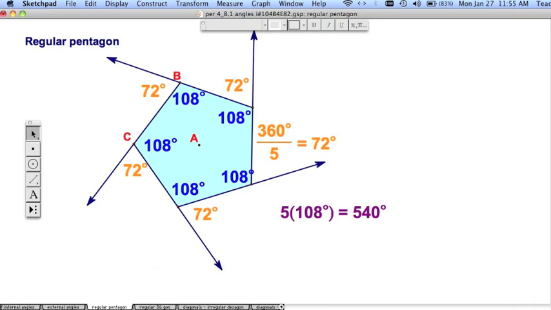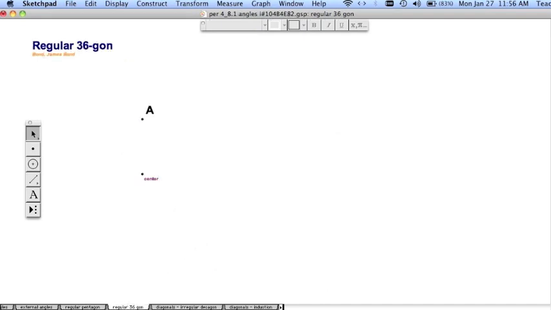Oh, you're going to have so much fun doing your homework tonight. You always divide by 5? No. When you have a regular pentagon, you divide by 5. A regular hexagon, you divide by 6. We're talking about regular n. You divide by n.